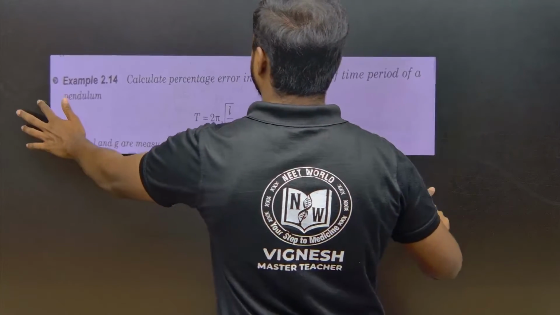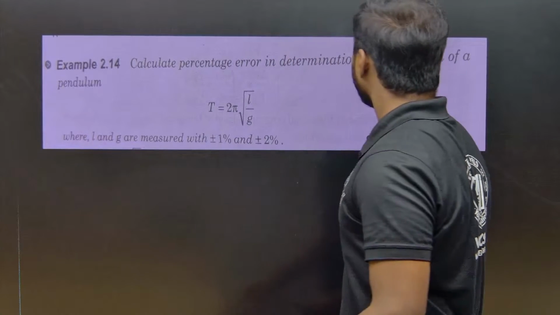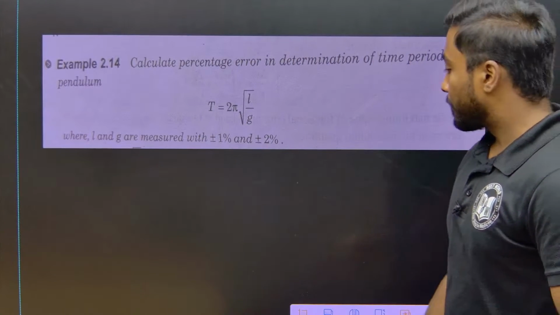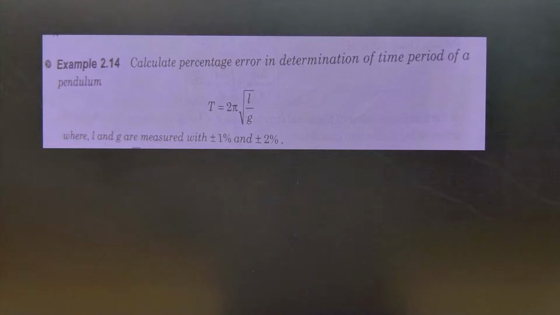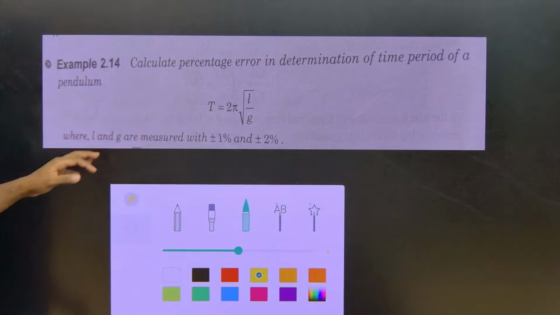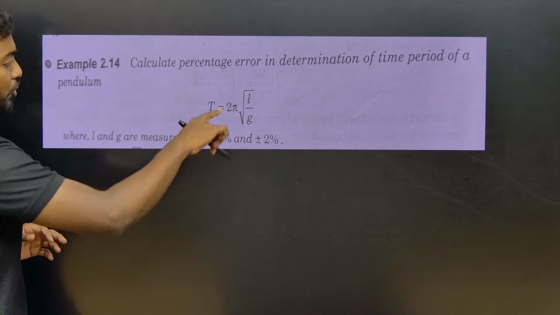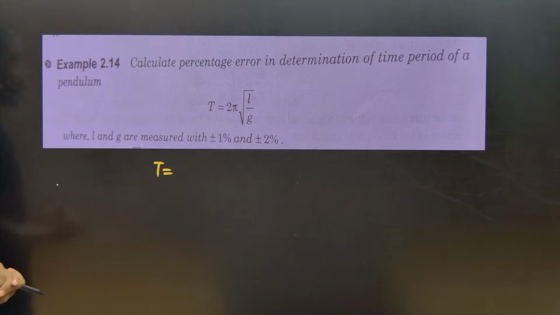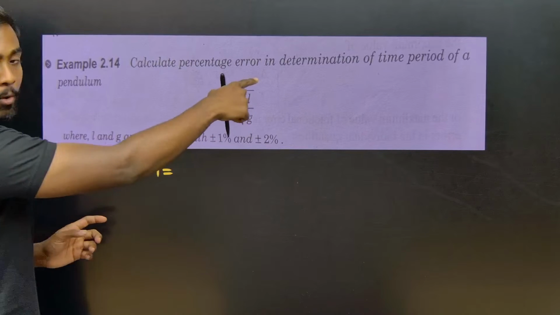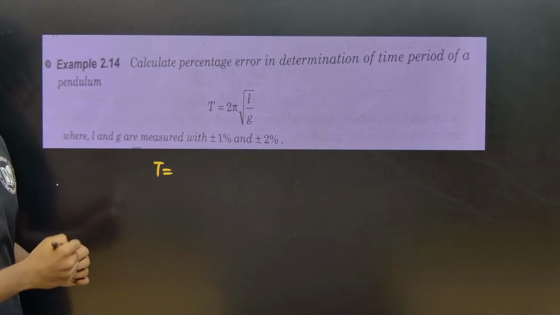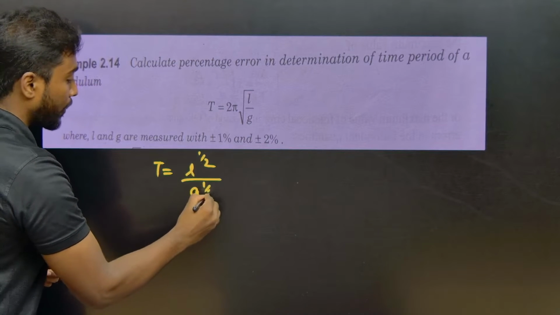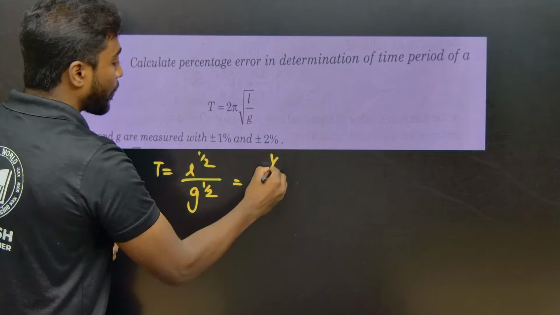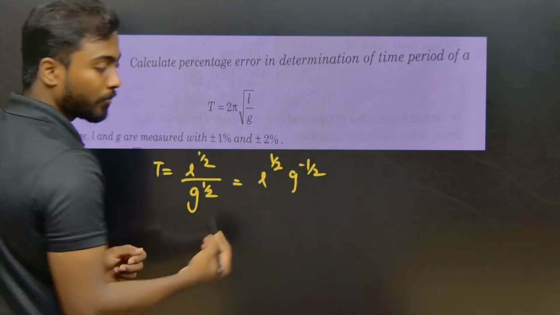So calculate the percentage error in determination of time period of pendulum. Can you give the answer for this question? T is equal to 2 pi root over L by G. Okay, so how can I express this one? T is equal to 2 pi, constant, no need to disturb those things. So L by G power 1 by 2 I can write. So L power 1 by 2, G power 1 by 2, which is nothing but L power 1 by 2, G power minus 1 by 2.